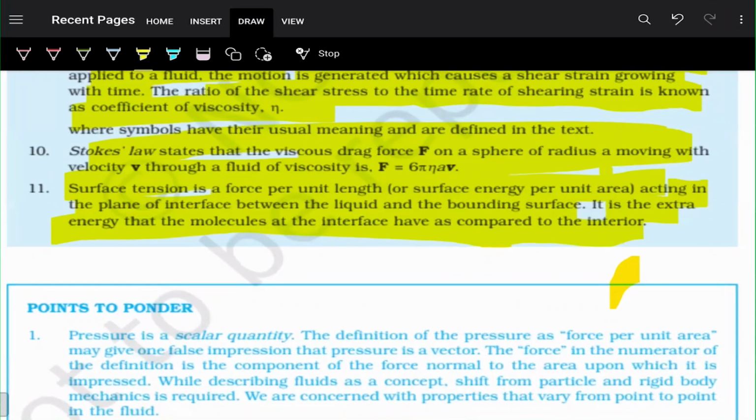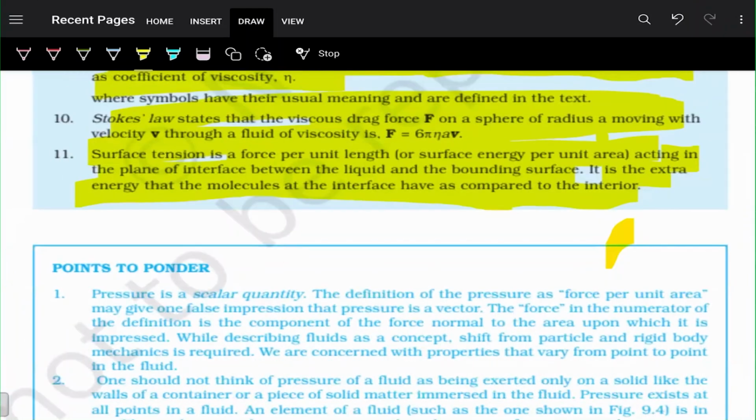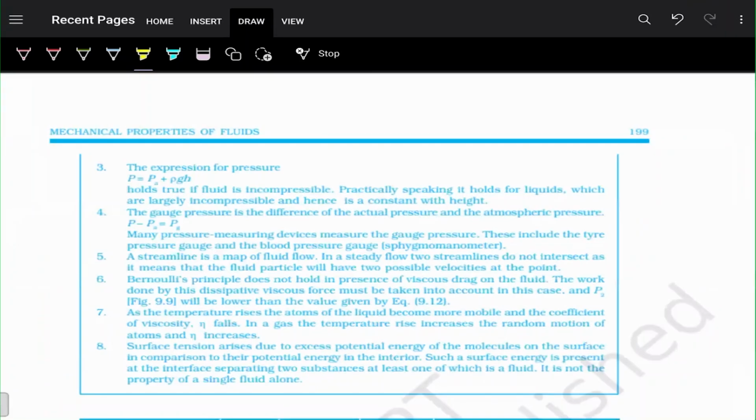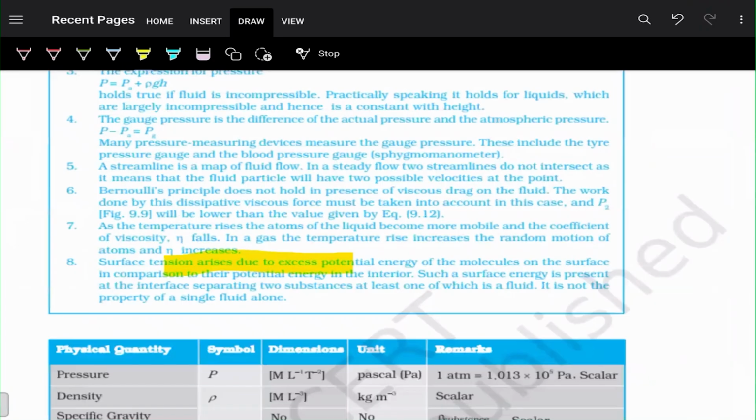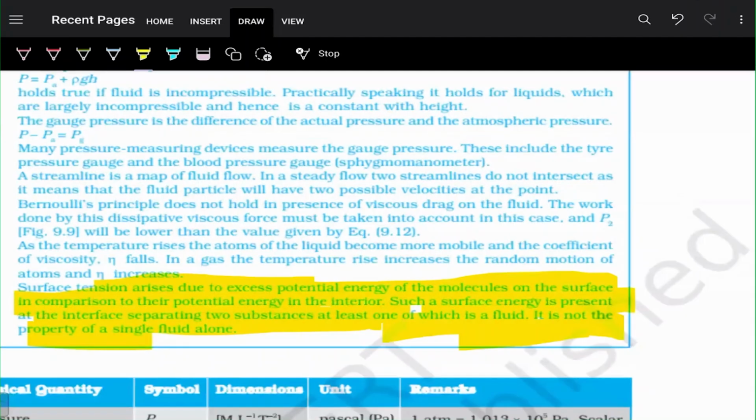Correct? See, a few more things we have to look at. See, surface tension arises due to excess potential energy of the molecules on the surface in comparison to their potential energy in the interior. As I said, such a surface energy is present at the interface separating two substances, at least one of which should be fluid. It is not the property of a single fluid. Surface tension is not a property of a single fluid. It is either liquid-air, or liquid-solid, or liquid-liquid. Surface tension is basically not a property of a single fluid alone.